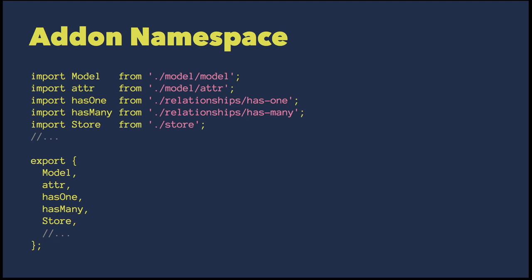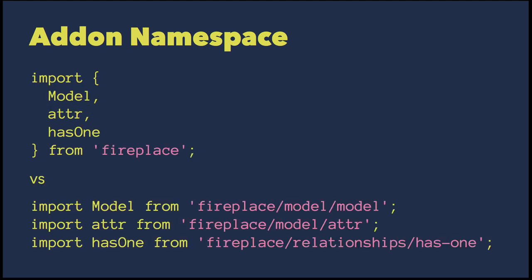So here in the add-on's index.js, I just export all the things that you should have access to. Then when you're using it in your app, you can just import model from Fireplace, instead of importing model from fireplace/model/model, which is a weird place for that to be. At some point I'm going to move that, and if I hadn't got the index, when I move that, everyone's apps would break. So this is your public interface that you maintain, and everything else is up for grabs, so you can move things around and know you're not going to break stuff for other people.